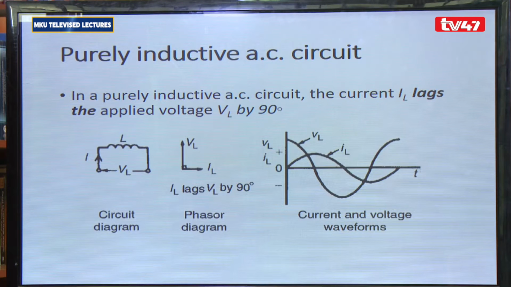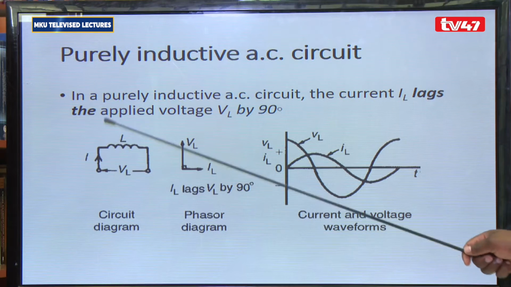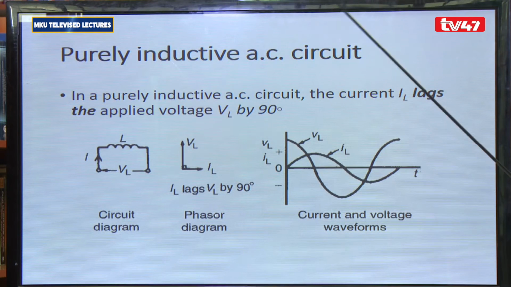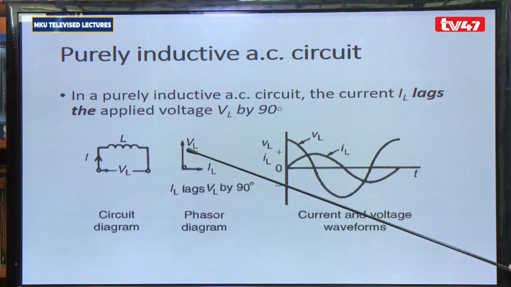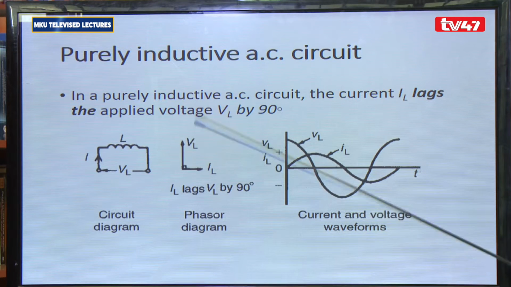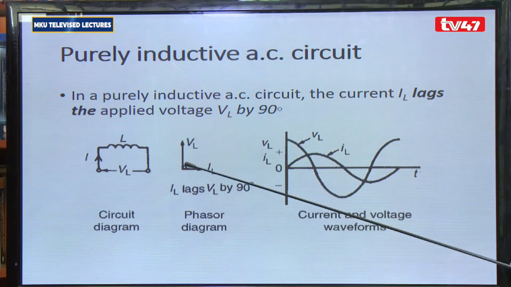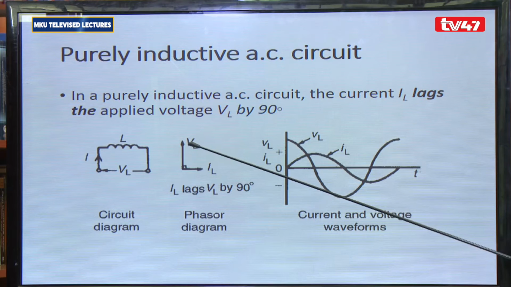Now, if we look at a pure inductive circuit, a circuit which has an inductor in it, then you are going to have the voltage across the inductor or the supply voltage, then the current here, and then the inductor is there. And here, we usually see something different from what we have seen in a resistive circuit. And this difference is that the voltage across the inductor and the current across the inductor are out of phase by an angle of 90 degrees. Here we say that current is lagging behind the voltage.